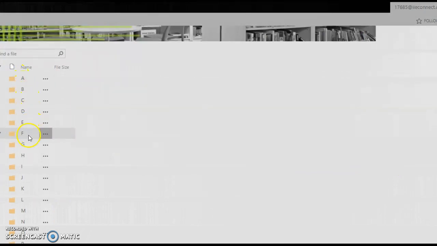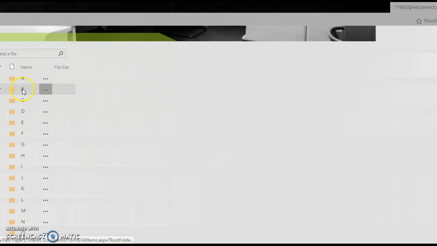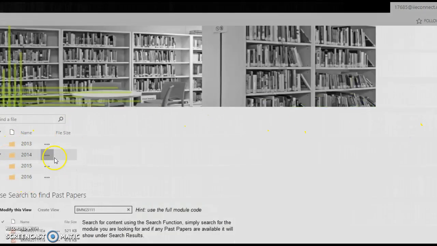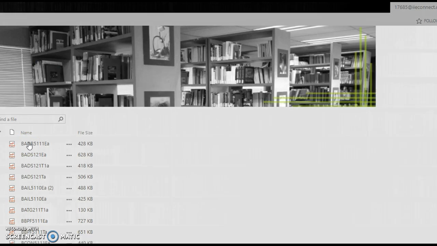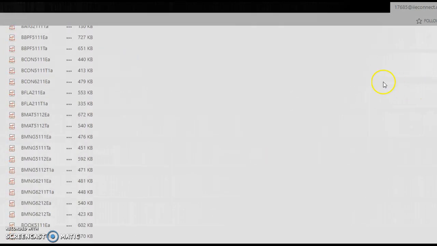Then you will see here on the left-hand side all the subjects, and they're listed in alphabetical order. Now, for this video, I'm going to use the business paper, so I'm going to click on B, and then all my years appear, so 2013 to 2016. So I'm going to use the 2013 one, and you now scroll down and find your code. So I'm going to use the BMG 5111, and you have your exam or your test.